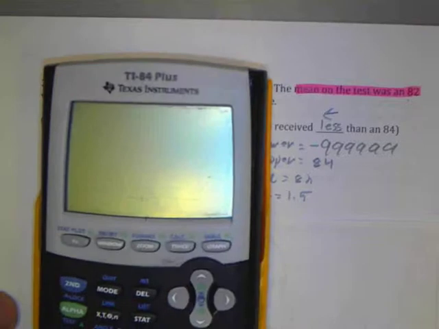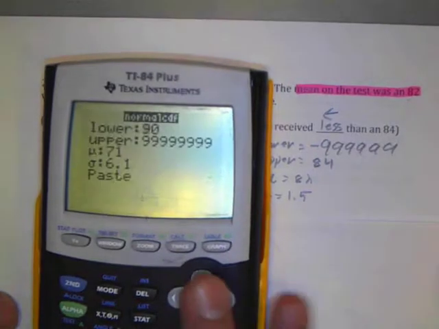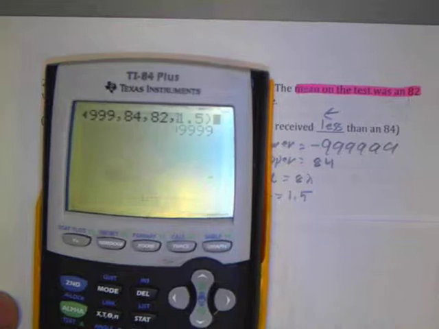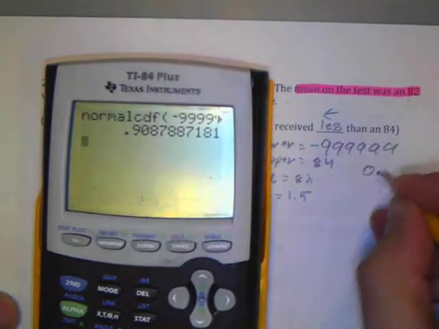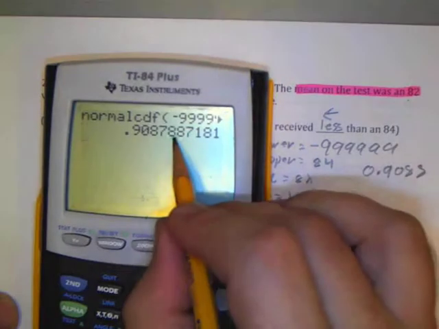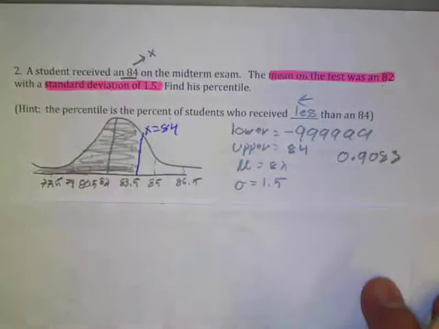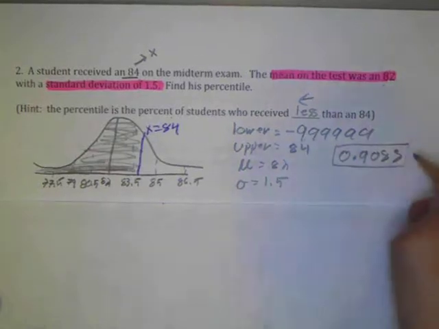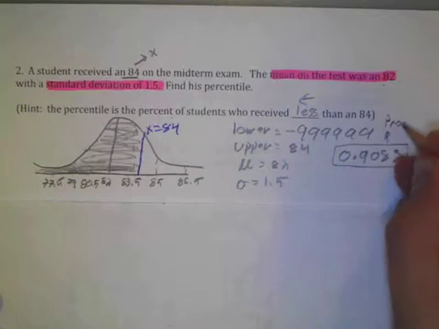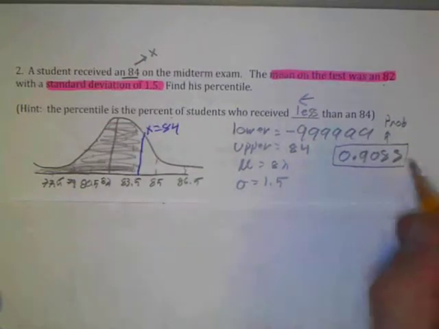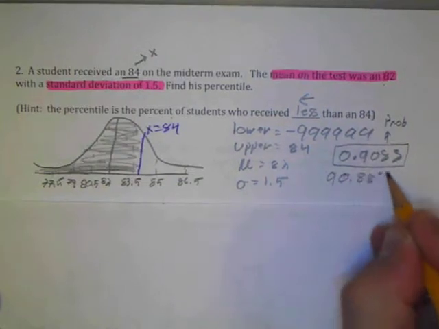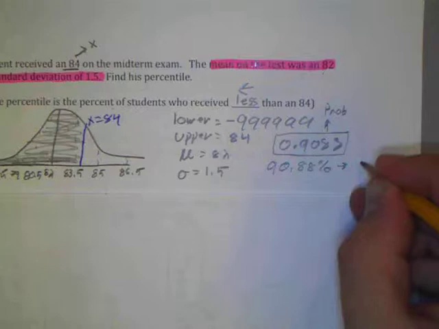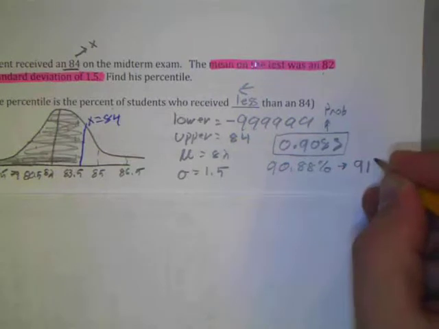So come back to our calculator. Second VARS, normal CDF, negative 99999, 84, 82, 1.5. We're just putting these values in. So I get 0.9088. This 8 rounds to 7. Now, what does it ask? It asks for the percentile. So here is a probability. I want a percent. Taking this to a percent is 90.88%. But we're going to leave our percentiles as whole numbers, no decimals. So we need to round this. So we are in the 91st percentile.